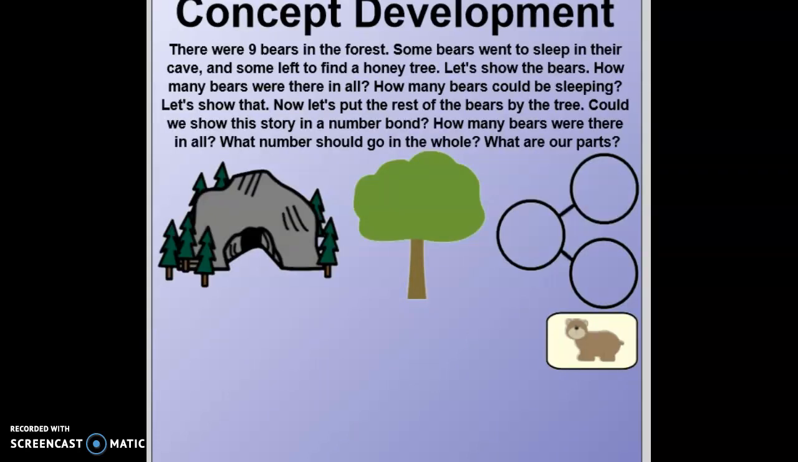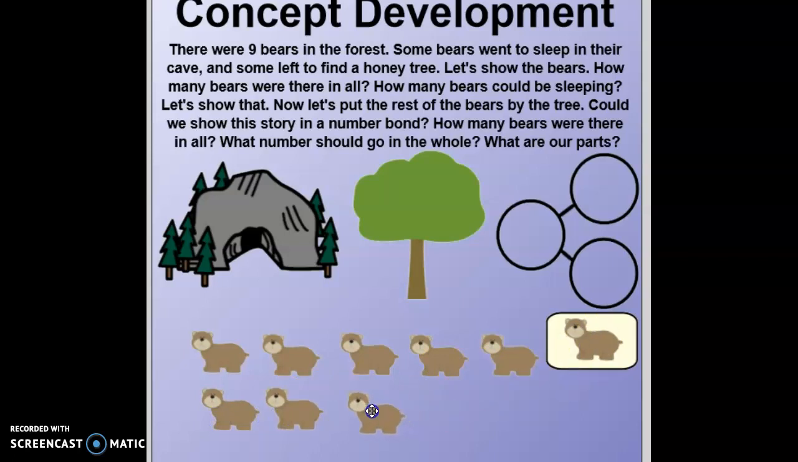All right, so since we're talking about the number 9, we are going to pretend that there were 9 bears in the forest, okay? So 1, 2, 3, 4, 5, 6, 7, 8, 9. Okay.